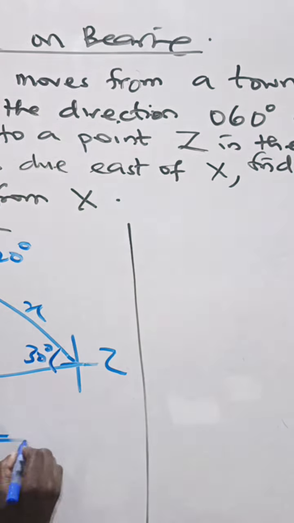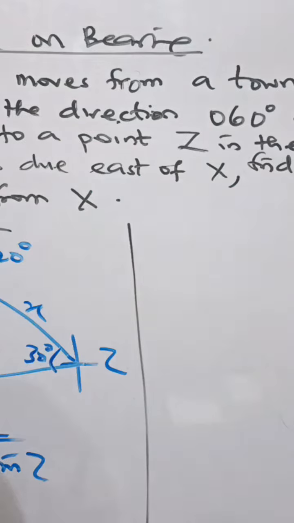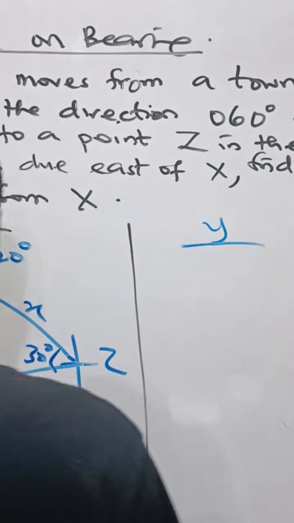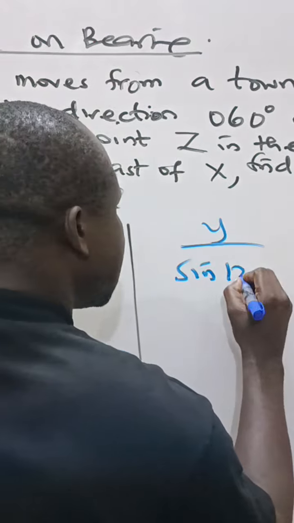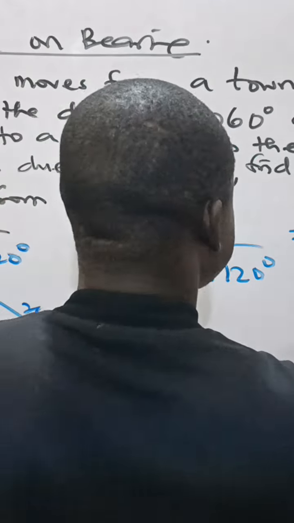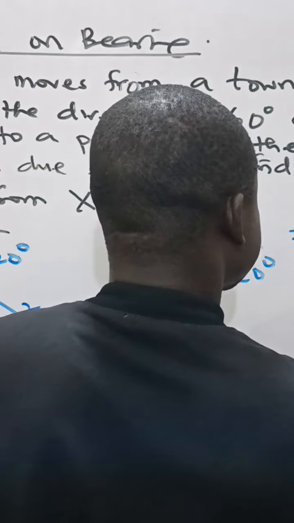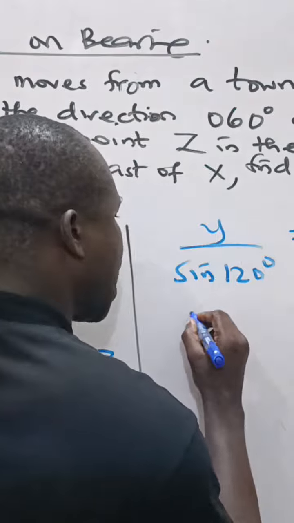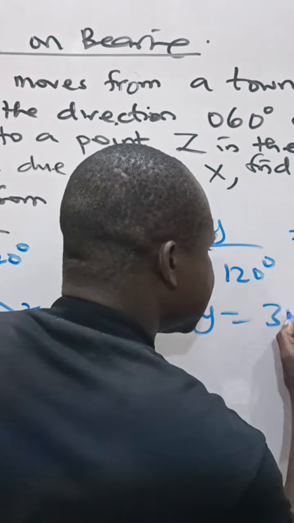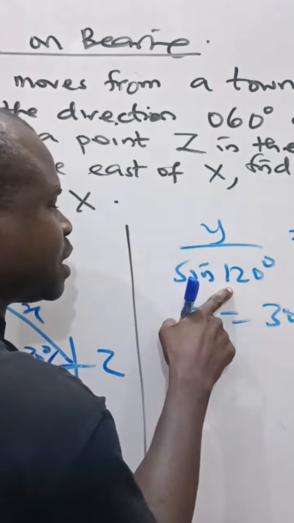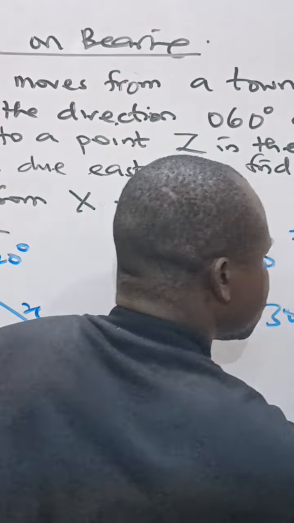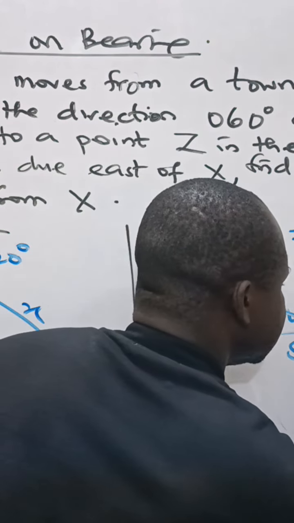So it will be z over sine Z. So what is y? That's what we are looking for. All over sine Y is sine 120 degrees. Then z is 30 all over sine 30 degrees. So y, when we cross multiply, will be 30 sine 120, which is the same thing as sine 60, then all over sine 30 degrees.